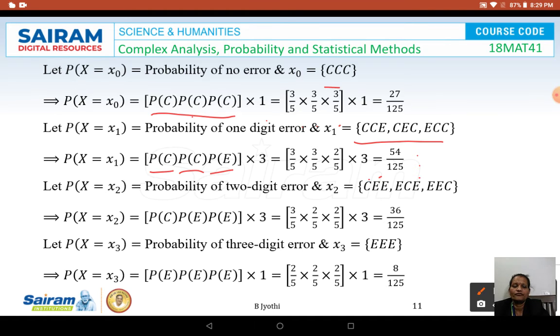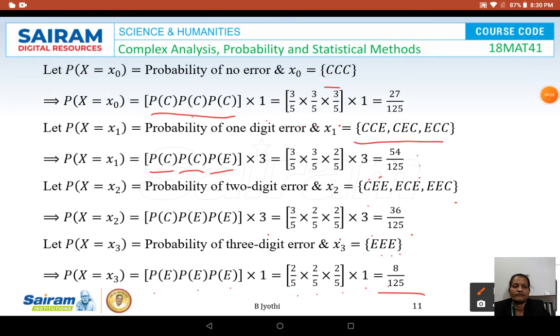Next, the probability of 2-digit error, x2, will be CEE, ECE and EEC. So that is P of C, P of E and P of E, which equals 3 by 5, 2 by 5 and 2 by 5 into 3, that is 36 by 125. Next is the probability of 3-digit error, x3, that is EEE. That is P of E, P of E and P of E, given by 2 by 5, 2 by 5 and 2 by 5 into 1. That gives us 8 divided by 125.